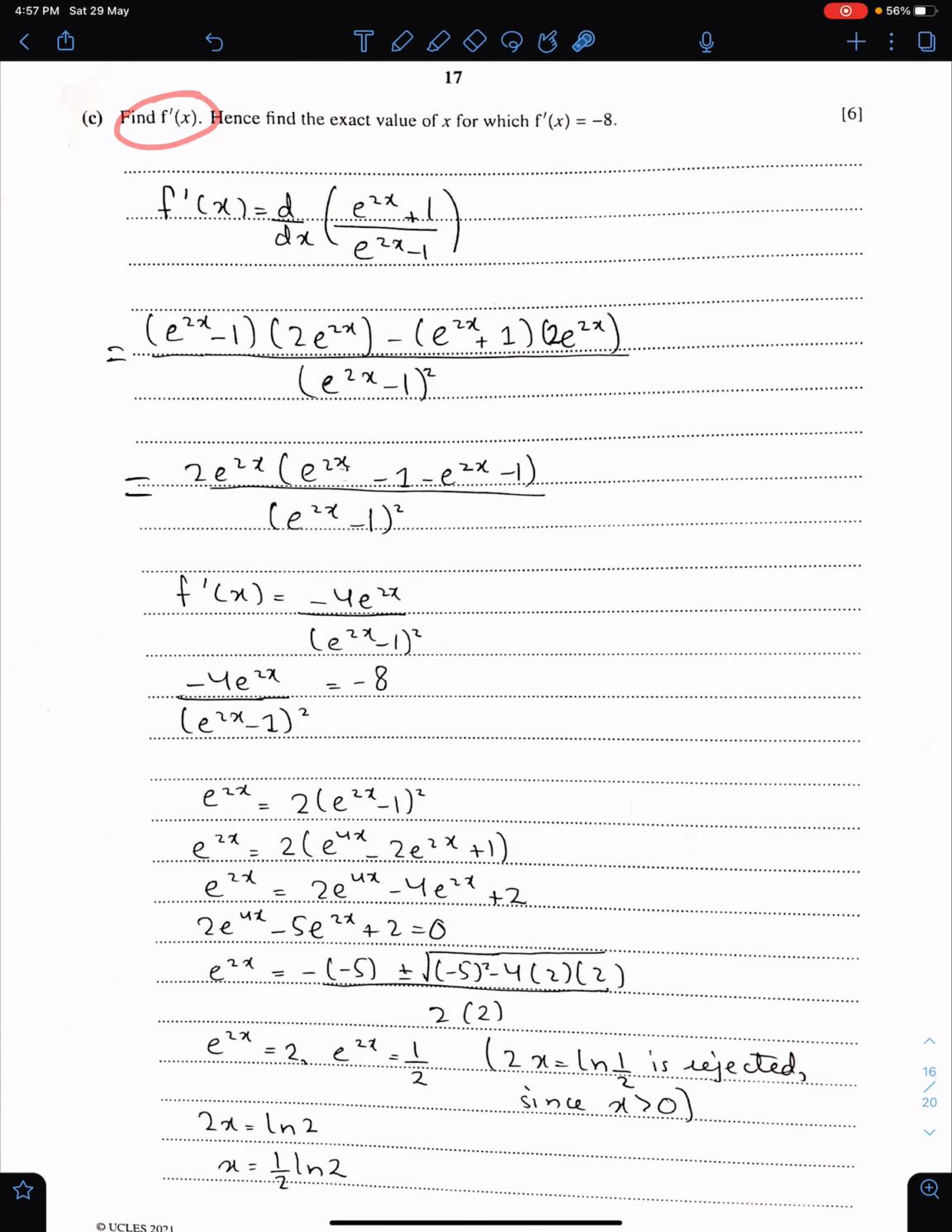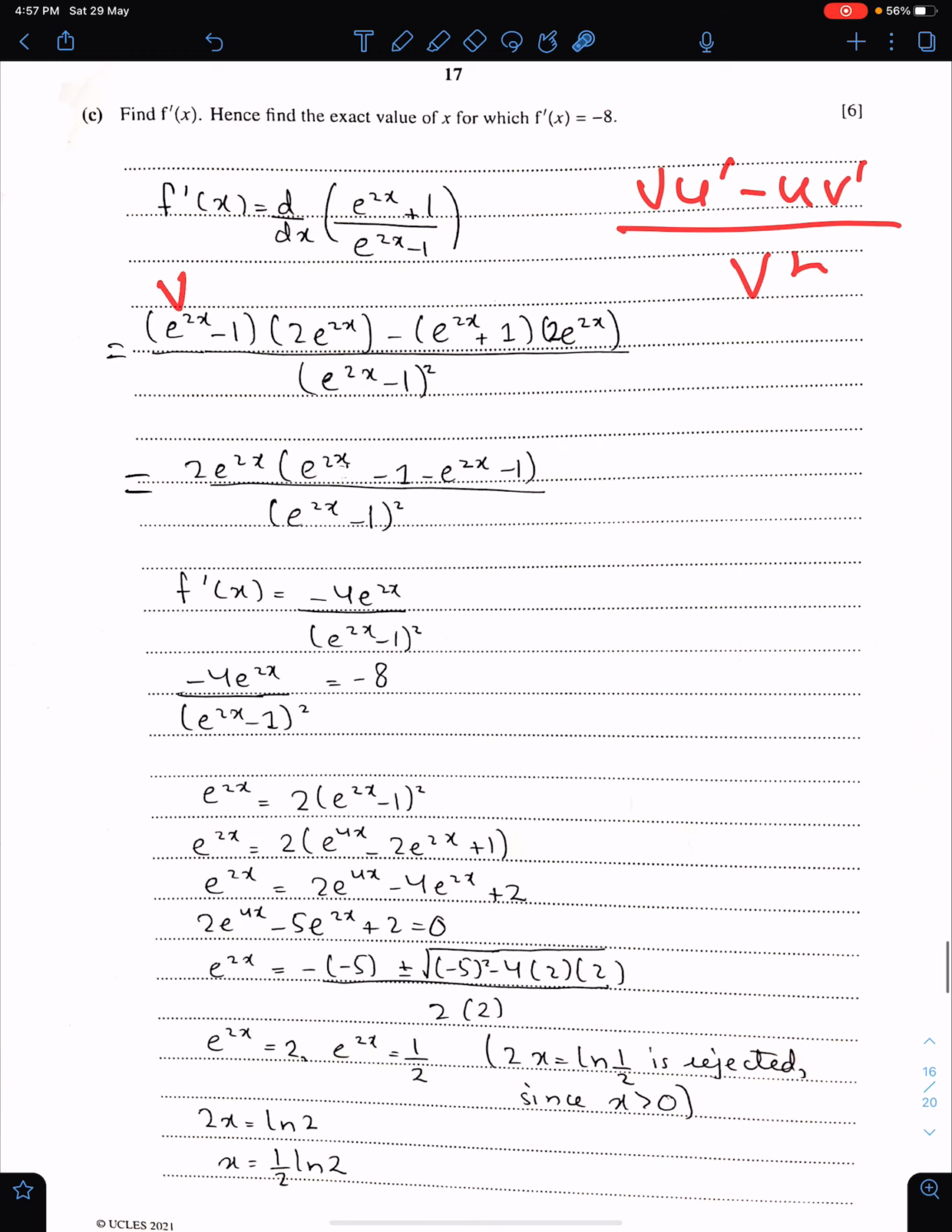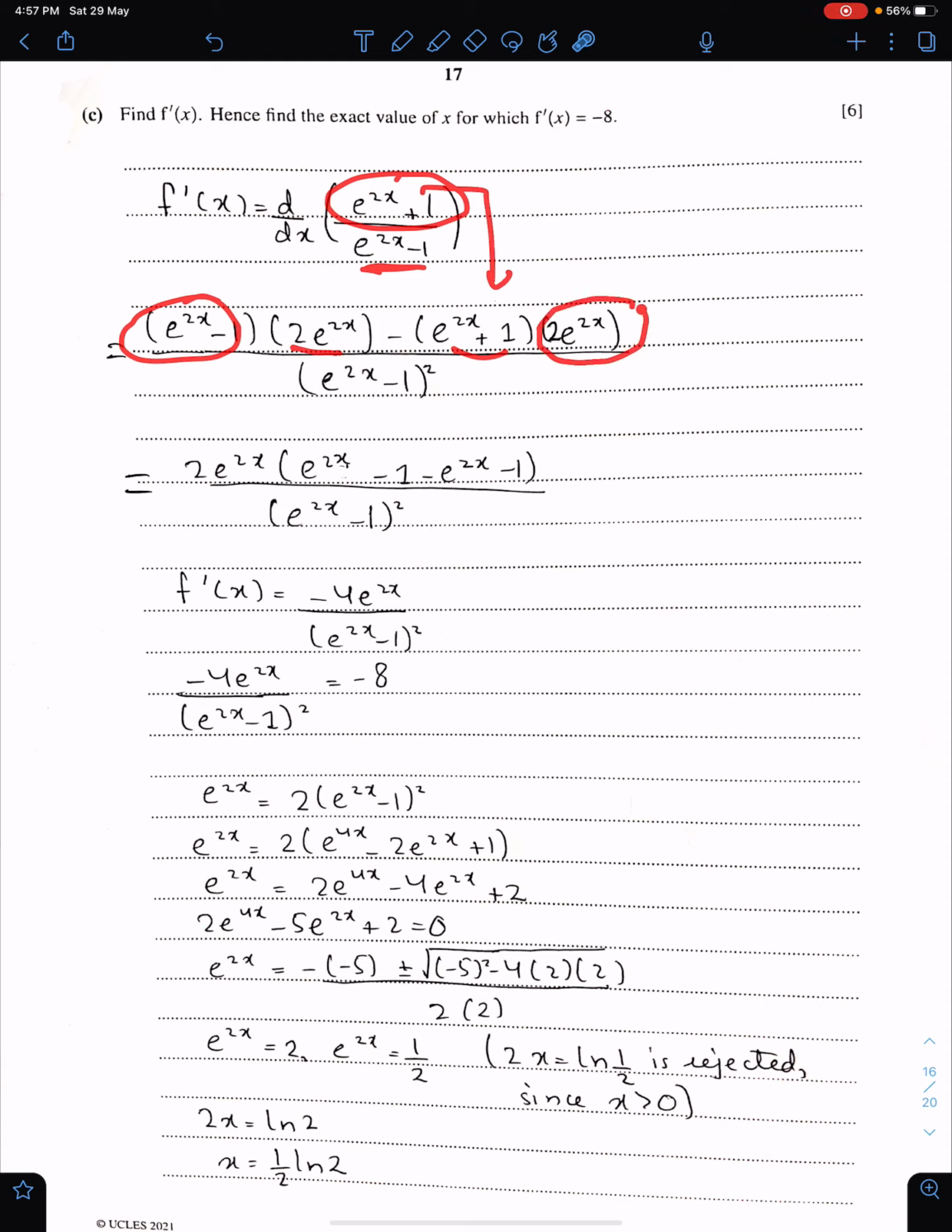Find f prime x and hence find the exact value of x for which f prime x is minus 8. F prime x is very simple. We need to differentiate this function with the help of the u upon v rule. The rule is v u prime minus u v prime over v square. So this is v, this is u prime, this is u, this is v prime, and this is v square. The quotient rule. So v is here and the differential of u is 2e2x. Then u is here, this is the differential of v, and this is v square.